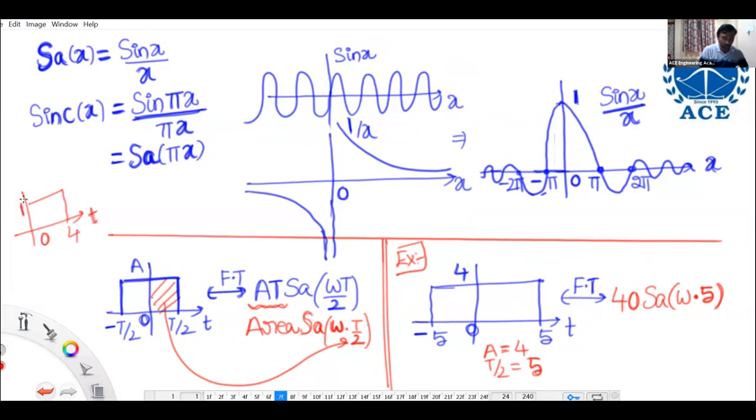Don't apply this logic emotionally to every rectangle, only to the symmetrical rectangle. Suppose you want the Fourier transform of this rectangle. What do you have to do? First you take its symmetrical form, and later apply some property like shifting. I have mentioned symmetrical rectangle. For a symmetrical rectangle, blindly apply this logic. A T is the area, Sa of omega into T by 2 is the positive width. In this example, the area is 40. Sa of omega into positive width: in the time domain, the positive width is 5 units, or not?